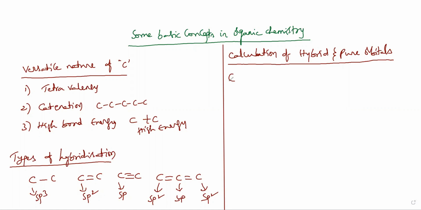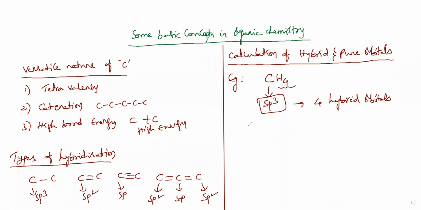Let us start with one simple example. Methane, CH4. Now in this, we know that carbon is sp3 hybridized. That means total, how many hybrid orbitals are there? 1 s and 3 p, total 4 hybrid orbitals. Whereas there are 4 hydrogen atoms. 4 hydrogen atoms produce s orbitals. So these s orbitals are not hybridized. They are pure orbitals, right?